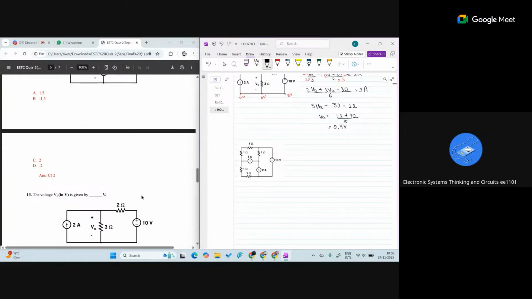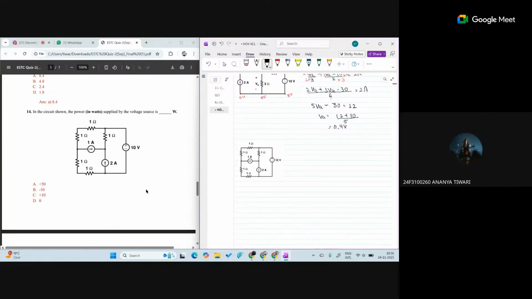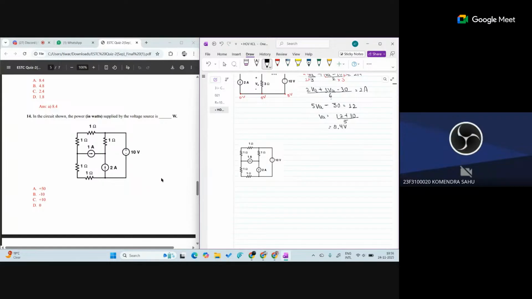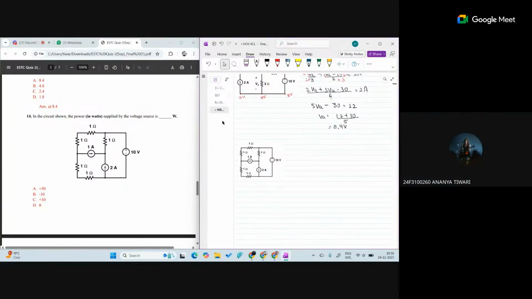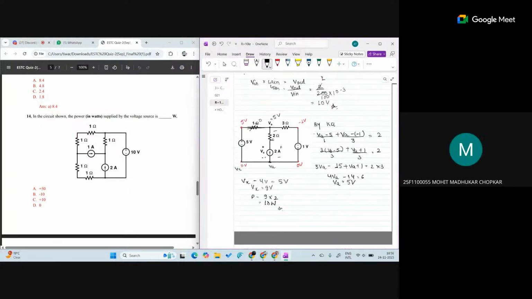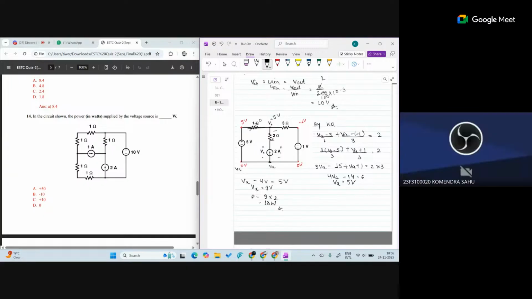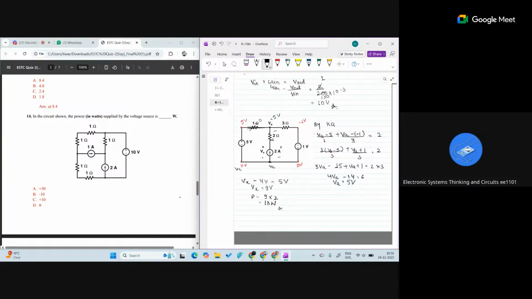Sir, in that question, the bottom node is 9 volt. That is correct. Bottom is not 9 volt, bottom is 0 volt. We got Vx as 9, Vx is 9 volt. That's how this 4 volt will be consumed by this 2 ohm resistance, and then 5 volt will be remaining at VA. Okay, sir. Yeah, this is the 14th question.